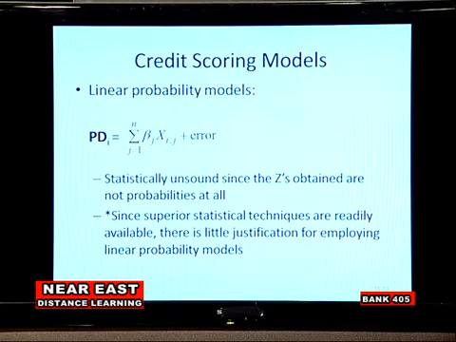Now, how can we measure credit risk? In the beginning, we depend on some scoring models to measure credit risk. Main credit scoring models: the linear probability model. The linear probability model is statistically unsound since the Z values obtained are not probabilities at all. Since superior statistical techniques are readily available, there is little justification for employing linear probability models.